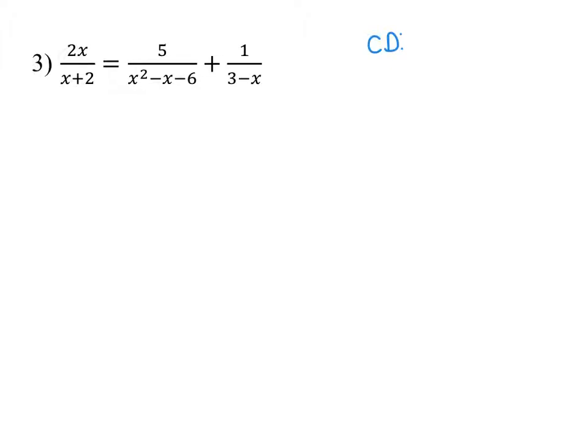Now this looks crazy, like everything's different. It doesn't seem anything's right. So one of the things you want to remember to do when you're finding a common denominator is factor the denominators, so you can see if they have anything in common already. So this is already factored. This one is x minus 3 and x plus 2.